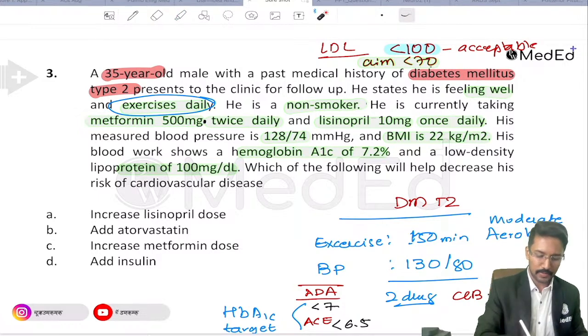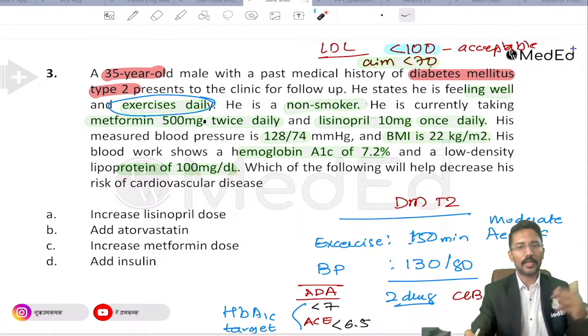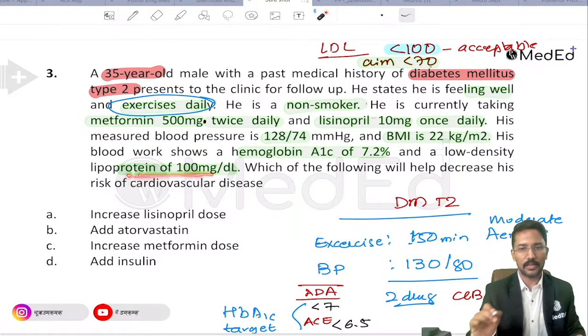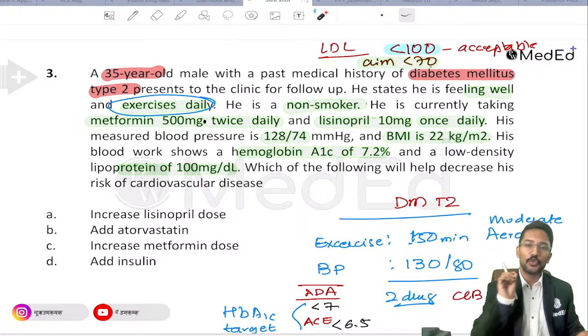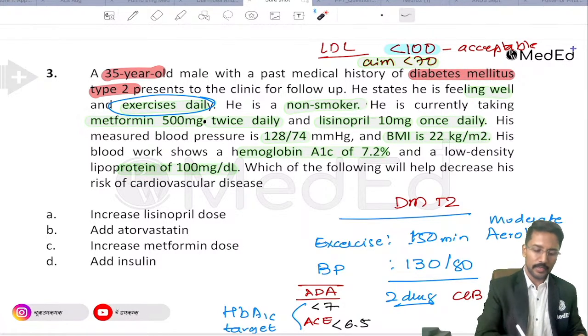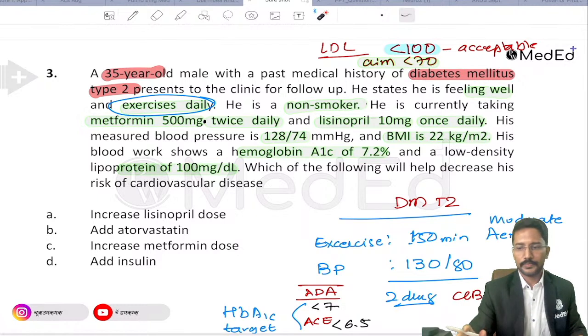So I would accept this lipoprotein, and I'll also see if his exercise improves, if his glycemic control improves, how much improvement I will see in the LDL levels, and then I will decide if I need to add. Okay, should we add a statin empirically for a diabetic patient? Like, should we start statin for all diabetic patients? The answer is no.